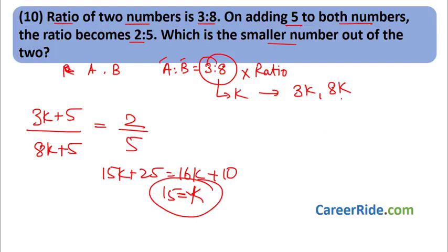The smaller number is between 3k and 8k. k is the same, so the smaller number is 3k. So the smaller number out of the two is 3k. 3 into 15 is 45. The smaller number is 45. Moving to question number 11.